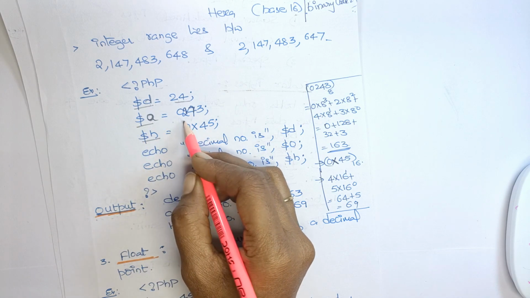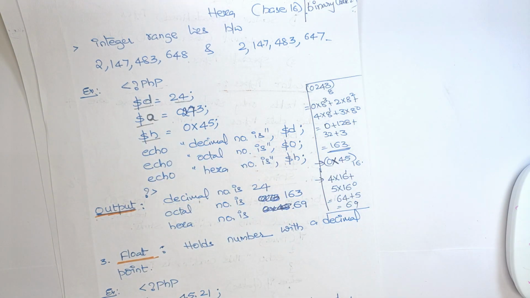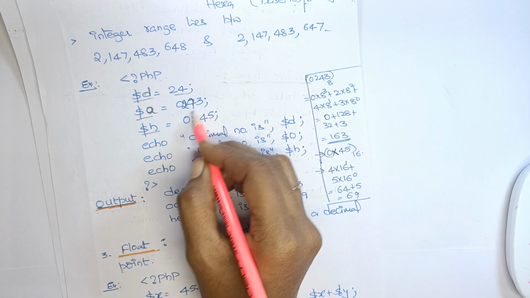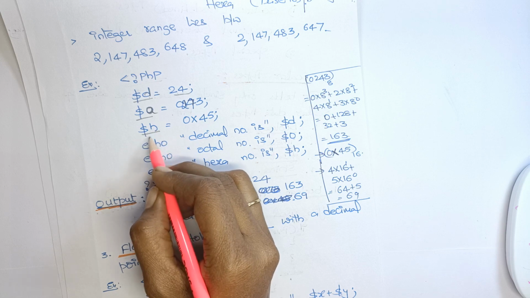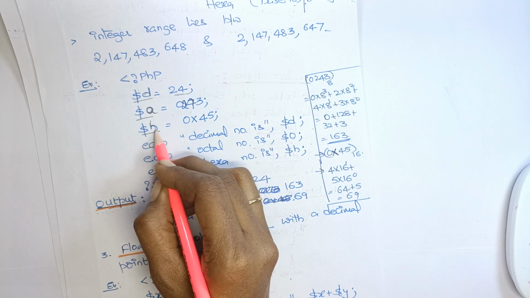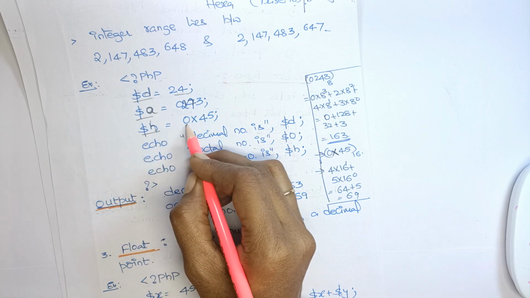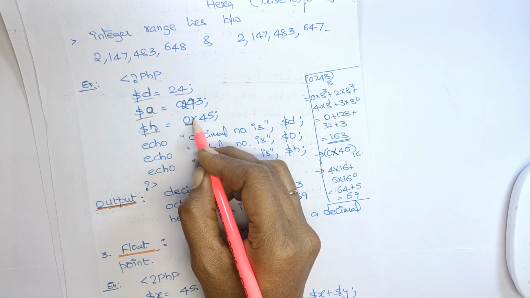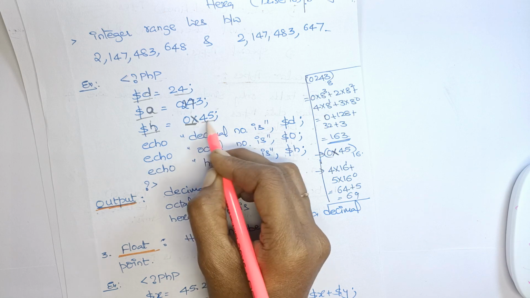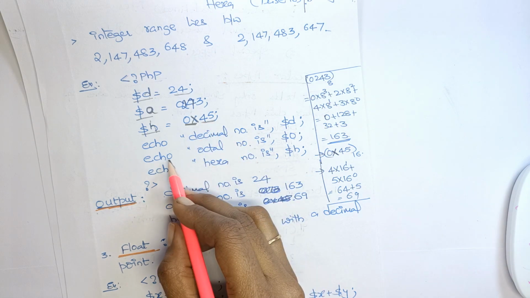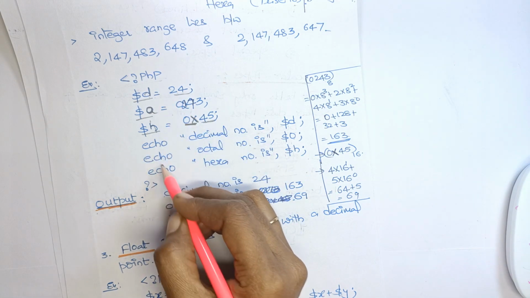$O is equal to an octal number, which has digits between 0 to 7, any numbers. So here I am taking 0243. Next, to store the hexadecimal number, I am using the variable name H. $H is equal to a hexadecimal number, which always starts with 0x. After that you can write any number. Next I am going to print these numbers.